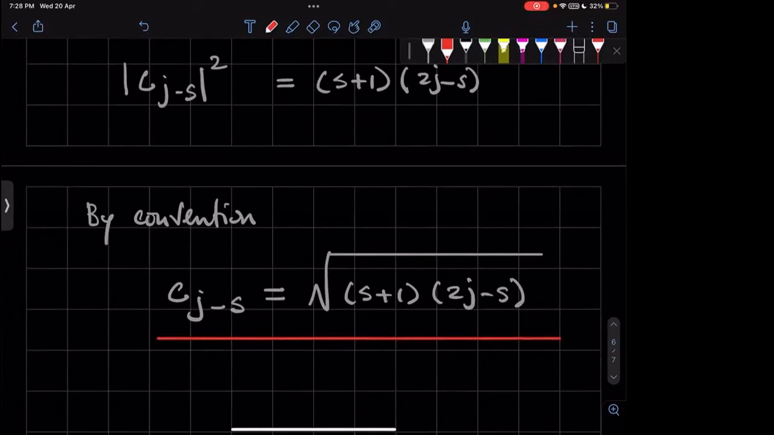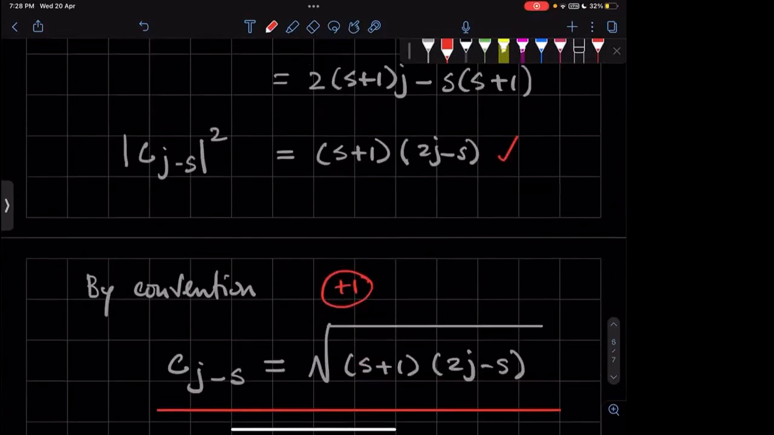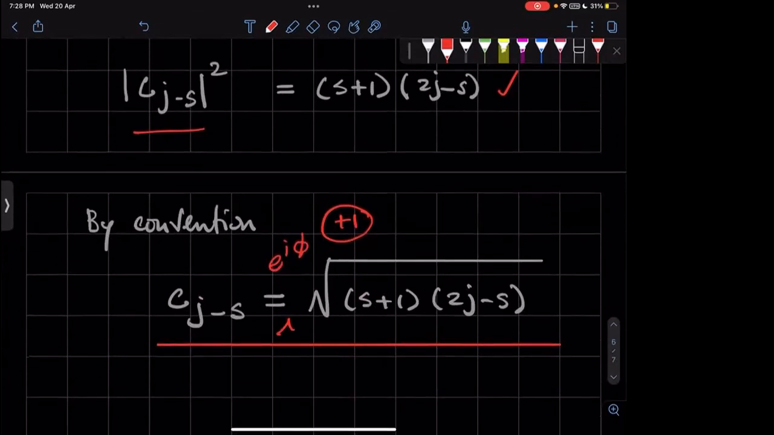Is this clear, how we got here? I'm just taking the square root of this equation. Okay, any questions so far? So what did we choose the phase to be in this exactly? Yeah, well, we chose it to be plus 1. The thing is, in this equation, I could have put e to the power i phi for any constant phi, any real constant phi, right? So I chose the phase so that it's this one.